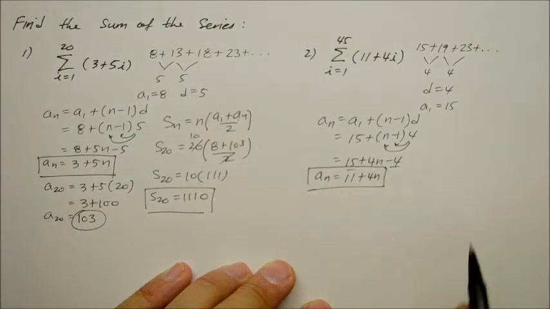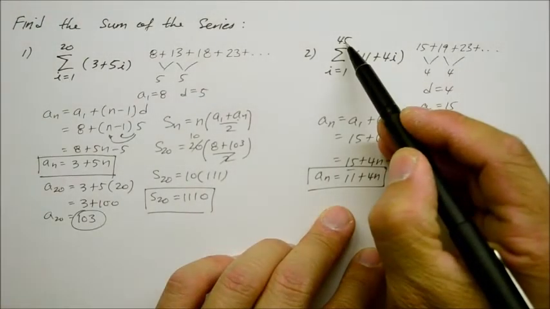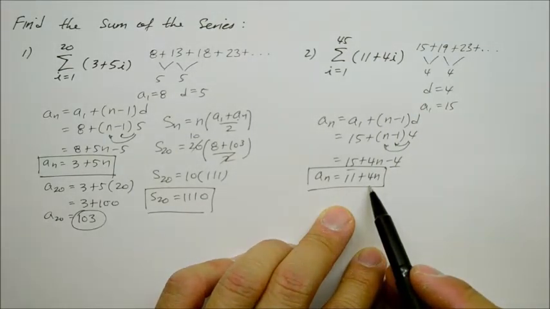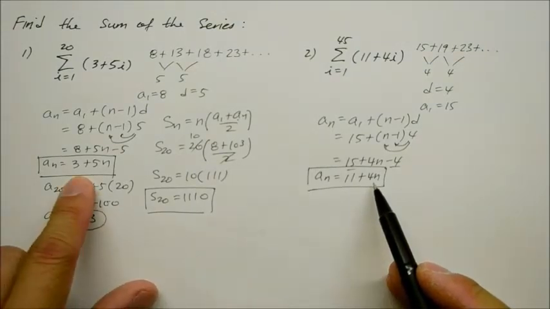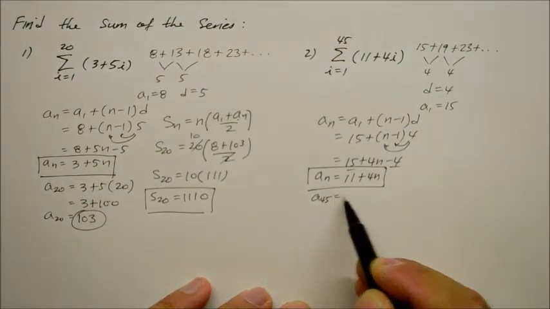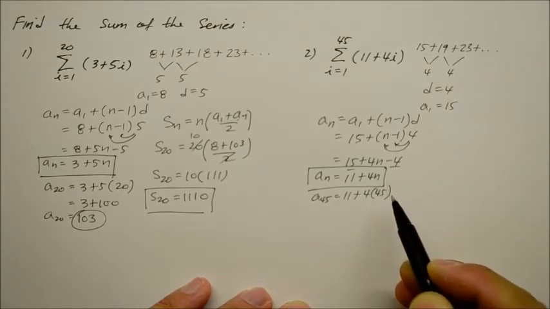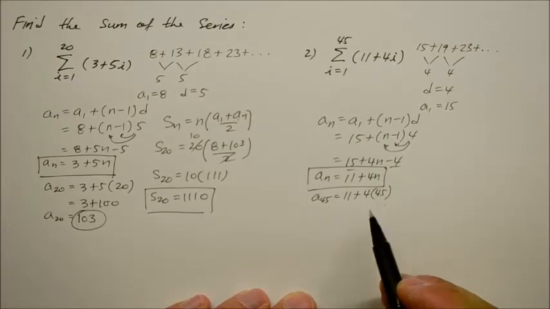Alright, so we got our general rule. Now, the last number in the series is 45. You could actually plug it in here, I guess. And that's what this turns out to be, actually, isn't it? Yeah! Just like before over here. So, let's go ahead and plug it in. So, a sub the 45th position, what would that be? Well, it's 11 plus 4 times 45. And what do I get? 4 times 45 is going to be 180.